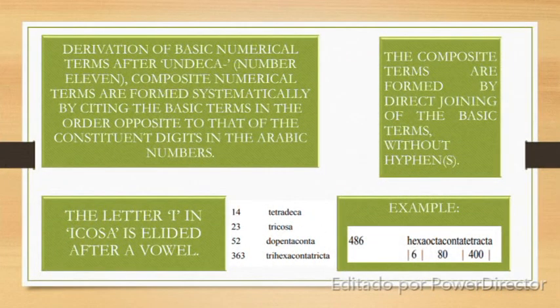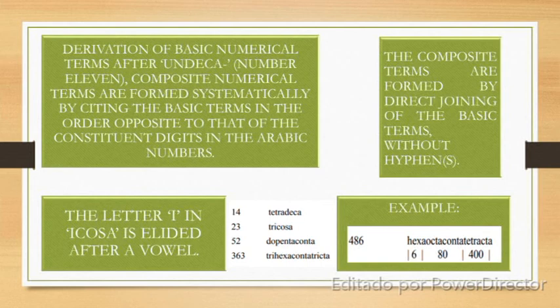Derivation of basic numerical terms after undeca, number 11. Composite numerical terms are formed systematically by setting the basic terms in the order opposite to that of the constituent digits in the Arabic numbers. The composite terms are formed by direct joining of the basic terms without hyphens. The letter i in icosa is elided after a vowel.